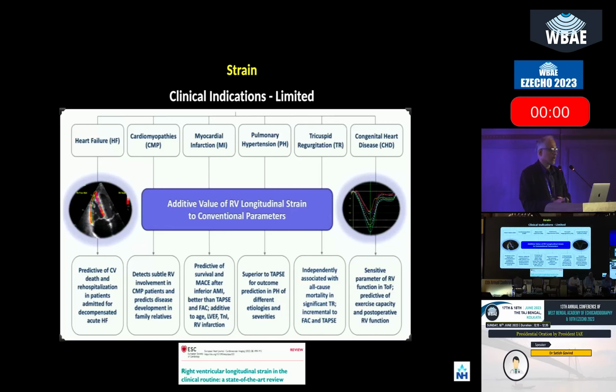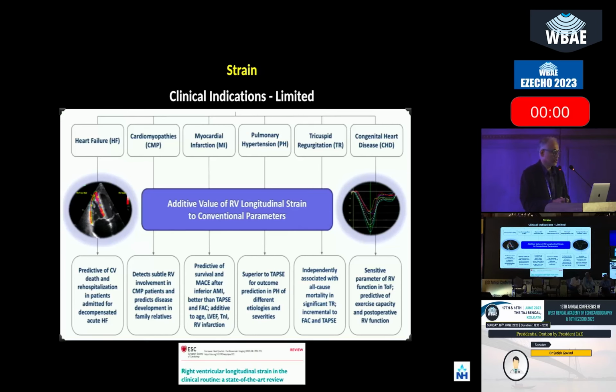So it is a good predictor of the adverse events, death and rehospitalization. Cardiomyopathies, any type, it detects subtle RV involvement, which is not detected by other methods of RV parameters. Myocardial infarction, especially in RV infarction, again, it is a very good predictor of MACE, and then in pulmonary hypertension it is superior to TAPSE.